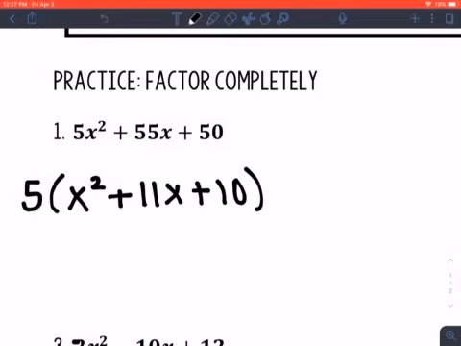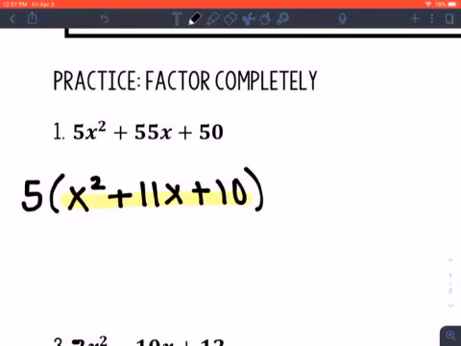Now, when we looked at the section that was just on greatest common factor, once we factored out the GCF, we were done. We couldn't factor what was inside that parentheses anymore. But now what we're going to see is x squared plus 11x plus 10. We're going to be able to factor that into a binomial times binomial. So think back to what we did last lesson.